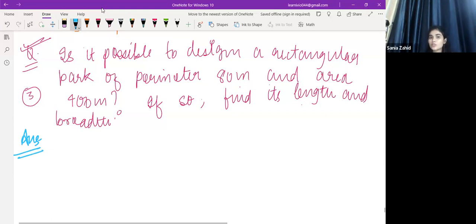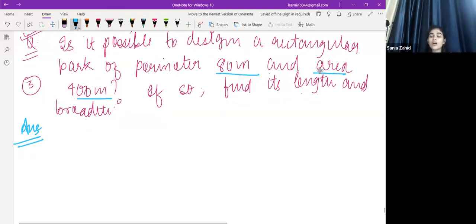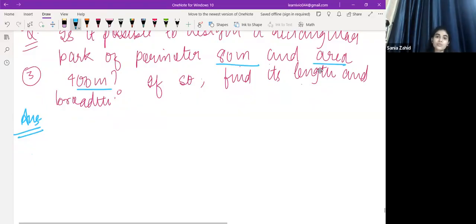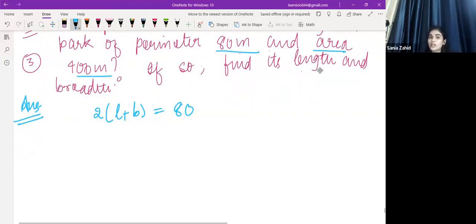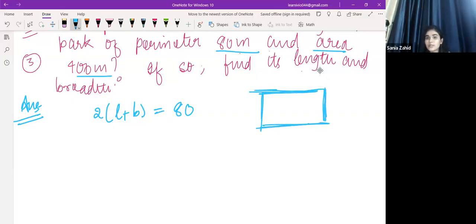It is given in the question, is it possible to design a rectangular park of perimeter 80 meter and area 400 meter? Now tell me, let's consider there is a park. Twice the length plus breadth is equal to 80, right? Because the perimeter is 80 and the formula for perimeter is 2 into length plus breadth. Do you know this? I think you don't know the formula for perimeter. 2 into length plus breadth. Learn it. For a rectangle, perimeter means this side plus this side plus this side plus this side. So the sum of all sides is the perimeter. So its formula is twice L plus B.